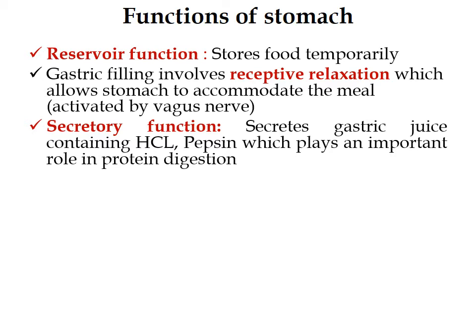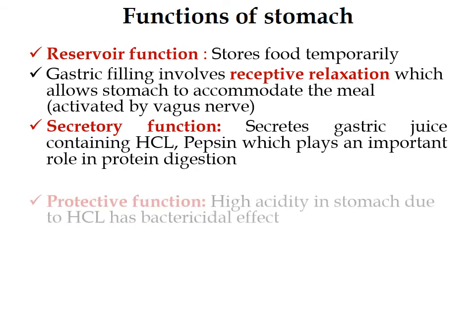Secretory function. The main secretion made in the stomach is the gastric juice, which contains HCl, hydrochloric acid, and pepsin, which plays an important role in protein digestion. So protein digestion will be beginning in the stomach.